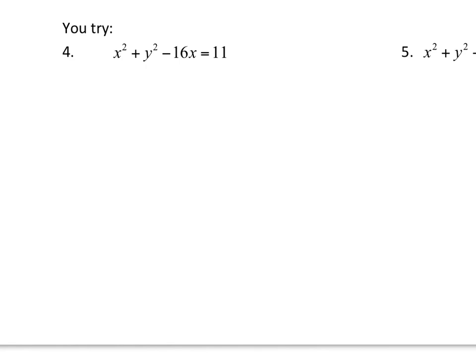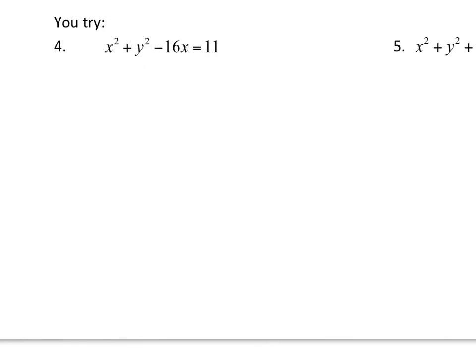5 is going to be very much like what we just did. Try those. I am going to make an additional video and post that so that you can watch them and follow along, or just scroll to the end and check your work. Okay?